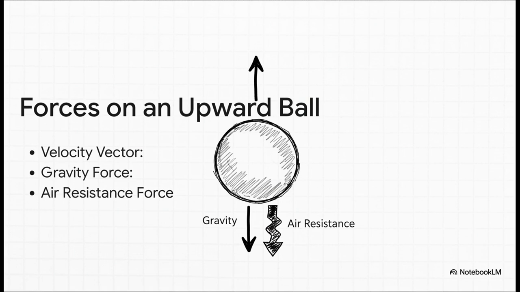All right, let's break this down. The velocity is obviously pointing up. That's the direction it's moving. Gravity, as always, pulls straight down. No surprises there. But what about air resistance? Remember the rule? It always opposes motion. So if the motion is up, that means air resistance has to be down. So in this case, both forces are actually ganging up on the ball, pointing downwards together.